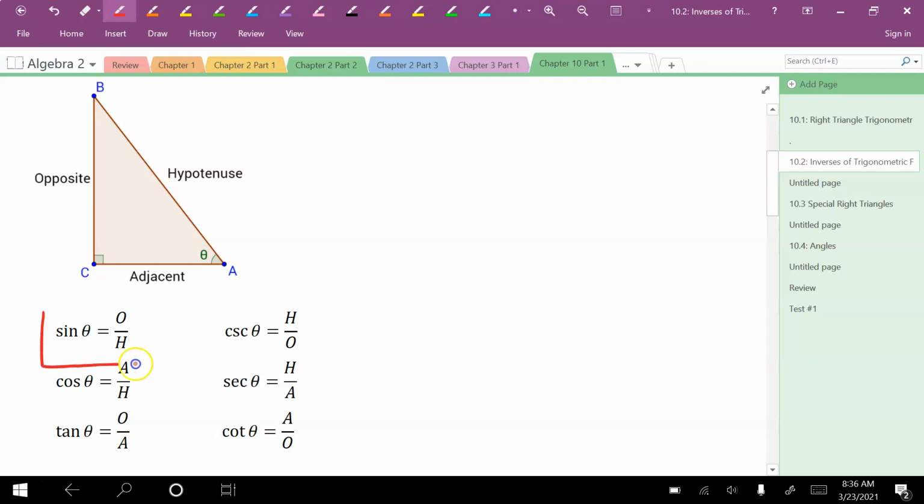So these two are an example of an inverse function because it's got opposite over hypotenuse for sine and then hypotenuse over opposite for the cosecant. The same thing happens then for cosine and secant, where it's adjacent over hypotenuse and then they switch it so it's hypotenuse over adjacent. And then tangent would be opposite over adjacent, cotangent would be adjacent over opposite. So if you can set up these 3, you should be able to set up the other 3 by just taking those original fractions and flipping them upside down. Okay, so let's take a look at an example here.